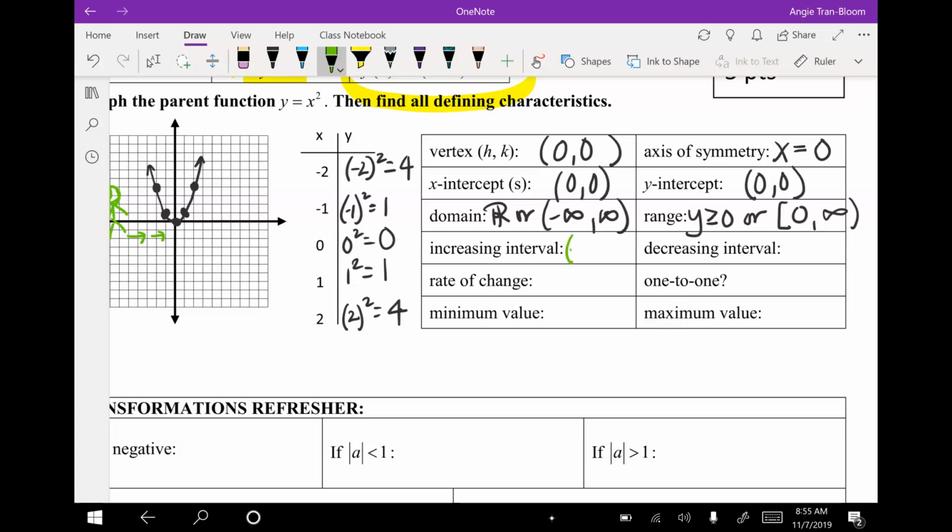Decreasing. Decreasing from negative infinity. And where does it start changing? At 0. Okay. Then I'm going to keep on going. This point right here is where you're taking a little break.